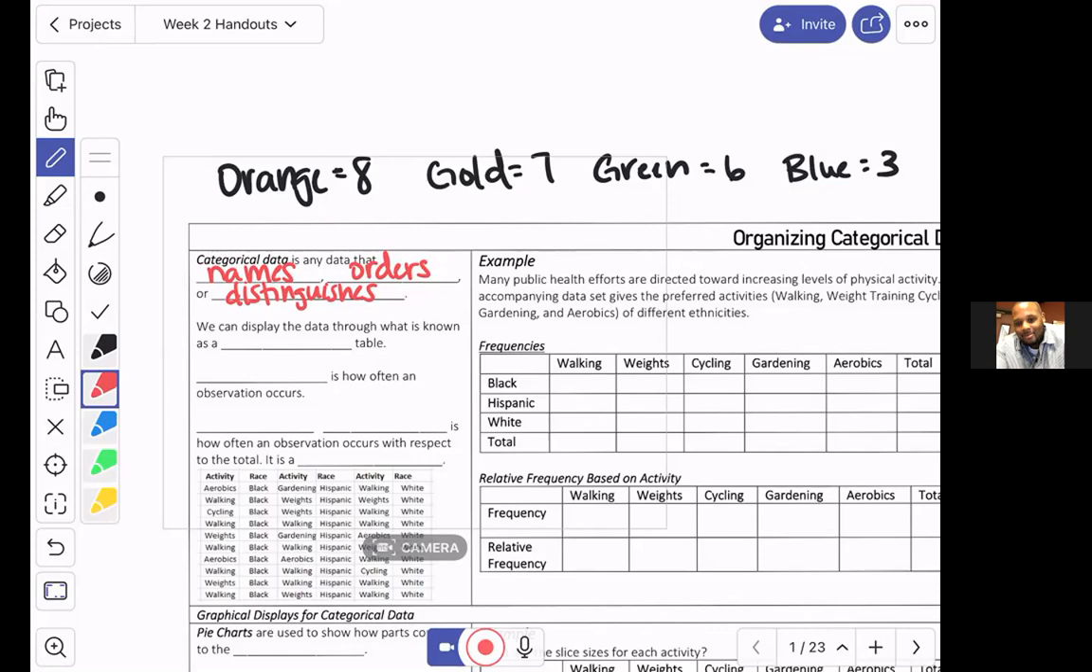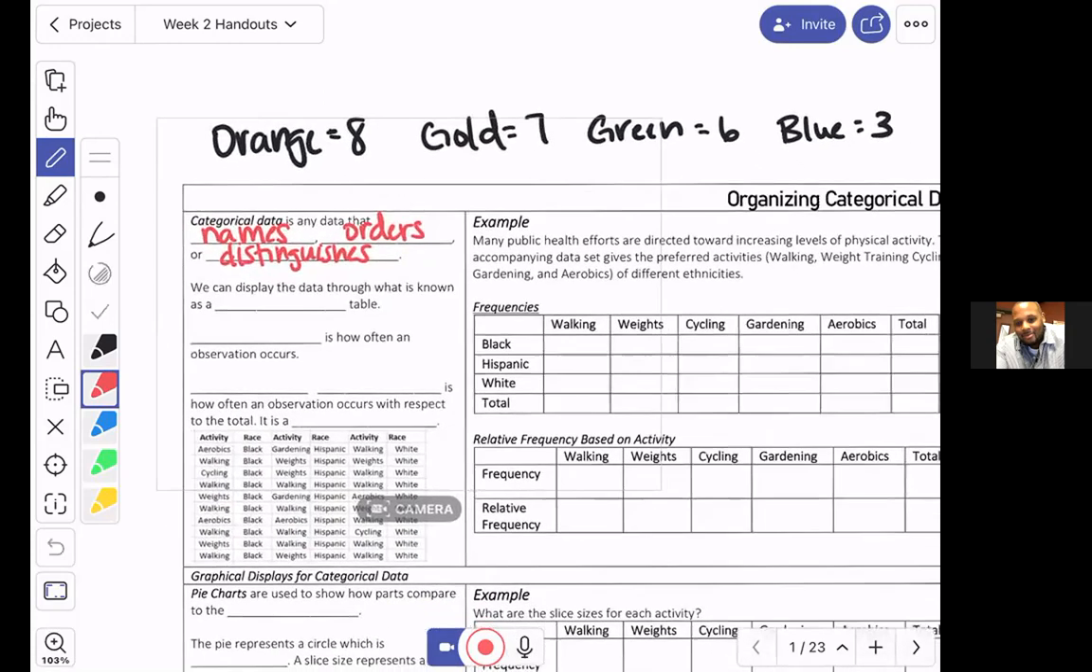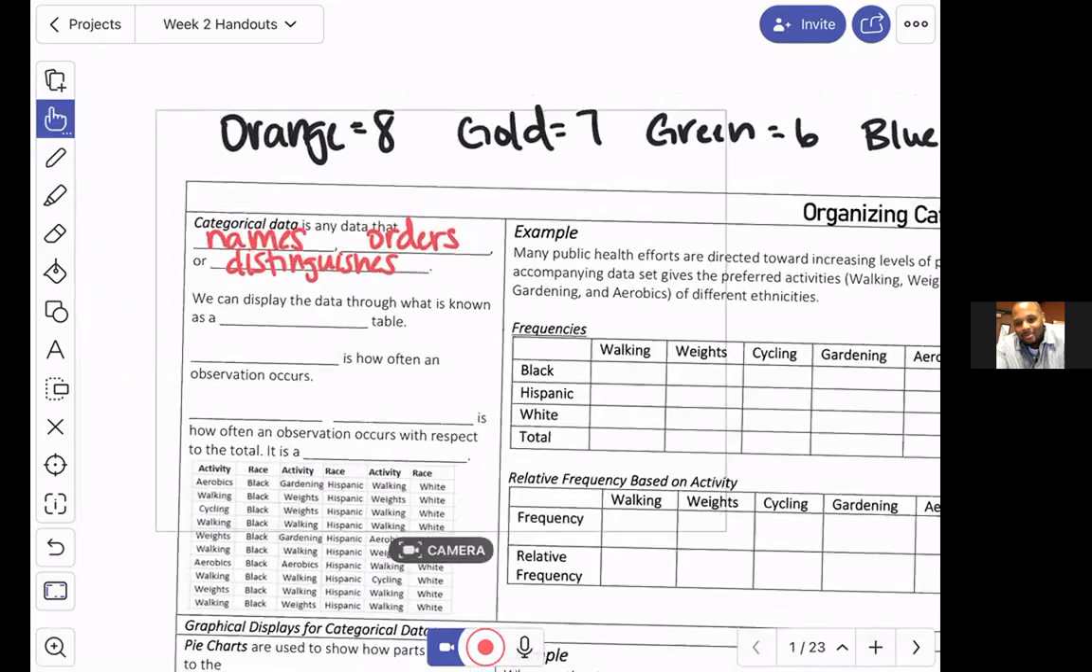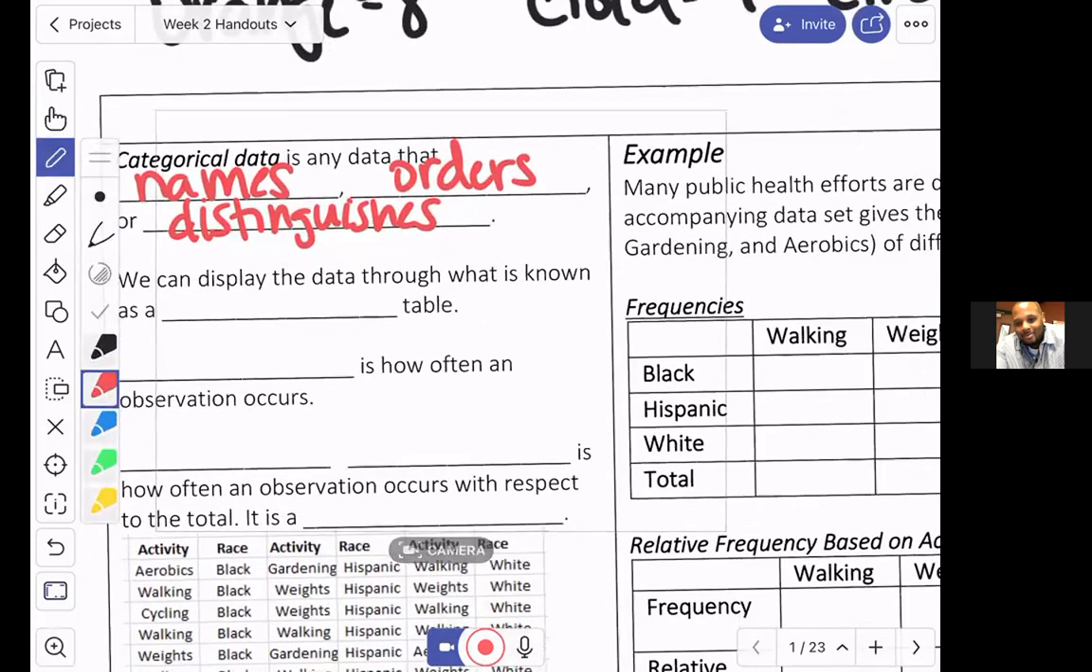All right. So if we know what kind of variable it is, in particular, that it is an ordering, naming, or categorical variable, we can display the data through what is known as a frequency table. So we're going to create frequency tables tonight, all right? Frequency tables.